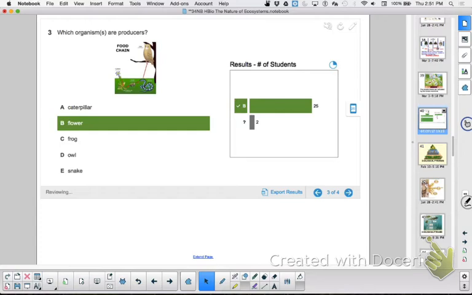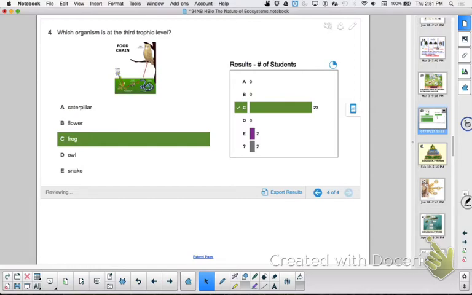Yay, we got 100. Which organisms are producers? Just the flower? Just one. Which organism is at the third trophic level? Tell me, who's at the first trophic level? Flower. Who's at the second trophic level? Caterpillar. Who's at the third trophic level? Frog. The frog, because he's eating. Okay? Ask your bio buddy, how'd you do on that? Did you get it? I got it.